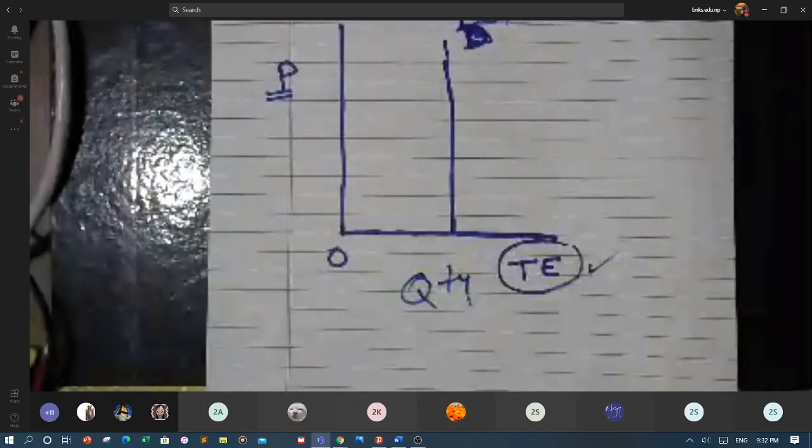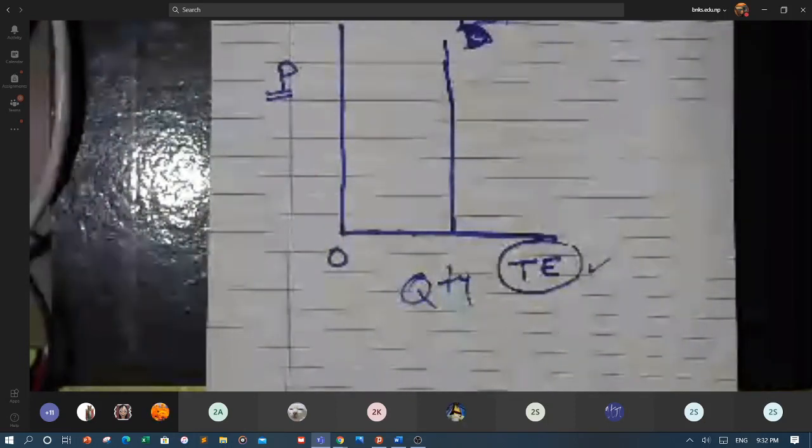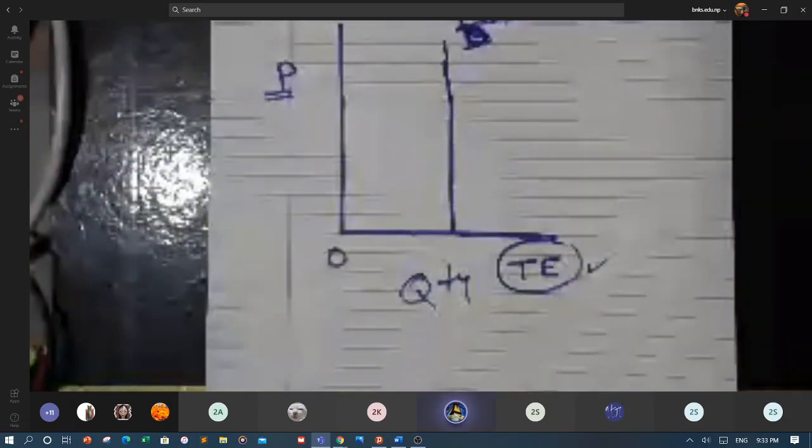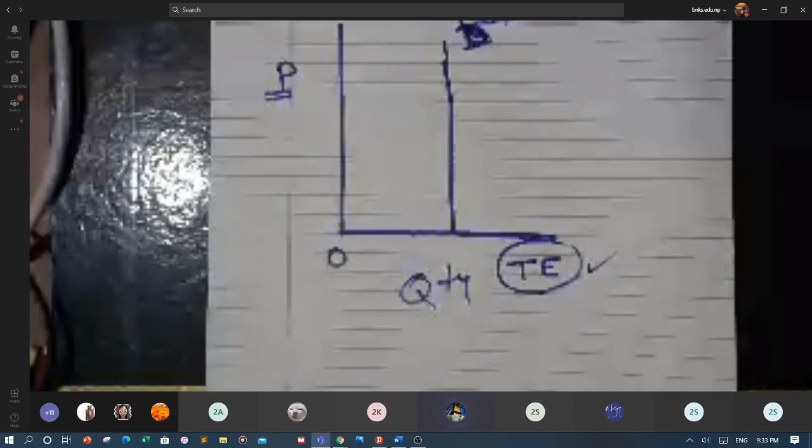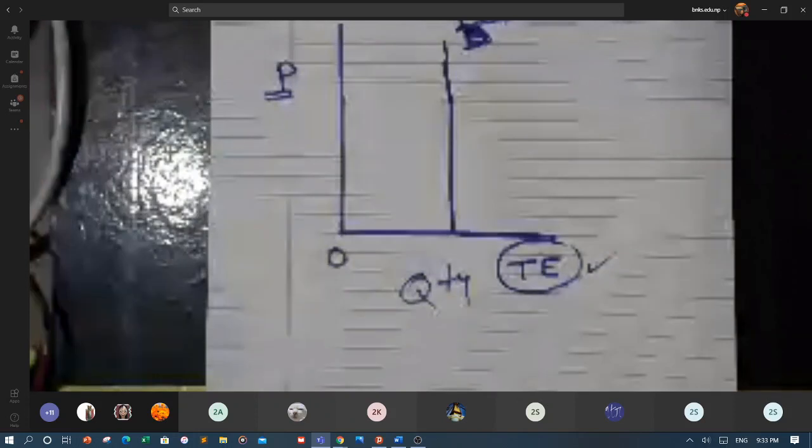So now we'll be meeting on Monday, and I guess I'll have some questions related to this figure, that is elasticity, whether it is relatively more elastic or less elastic, on Sunday. Please come prepared.